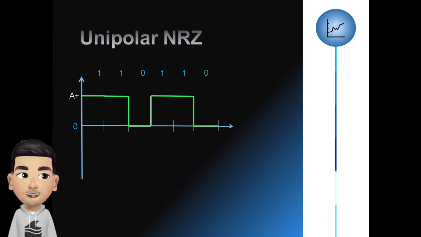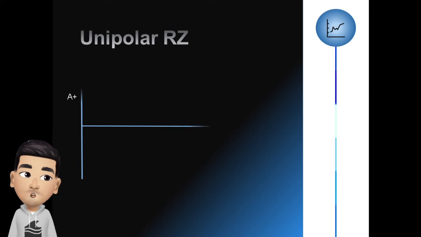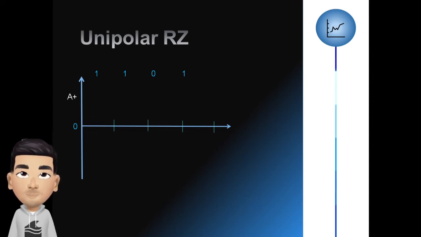In unipolar RZ, we all know that in RZ, the first half of the signal will go to positive, then to complete its whole cycle, the other half will be 0. So we have 1, 1, 0, 1. Since it is 1, the positive volt, the signal will go to A positive for half a cycle, then its other half of the cycle will go to 0.